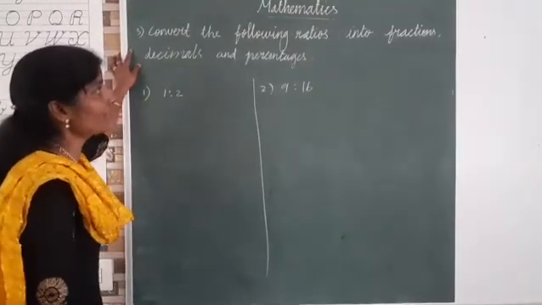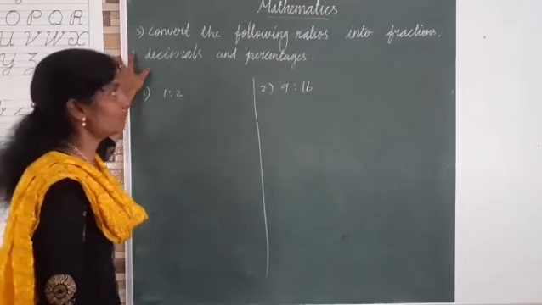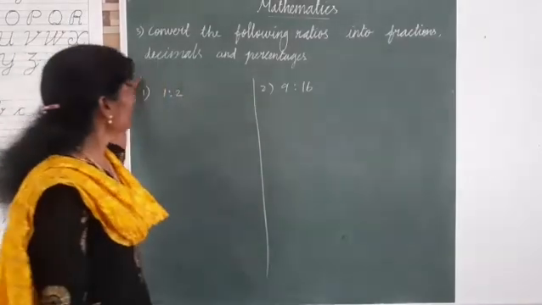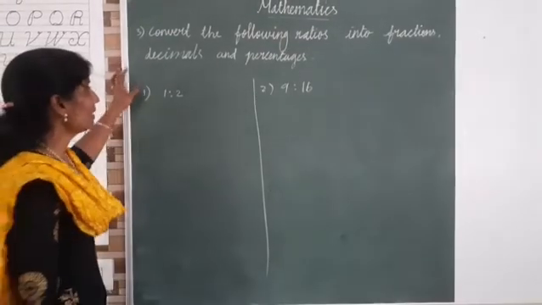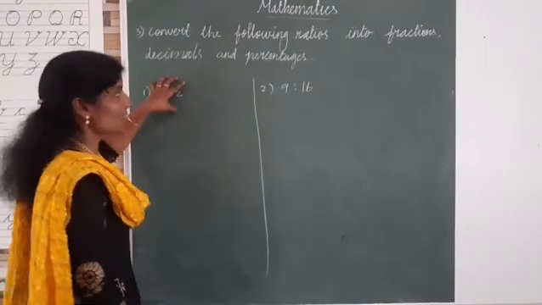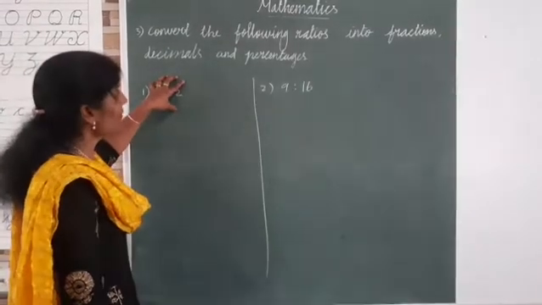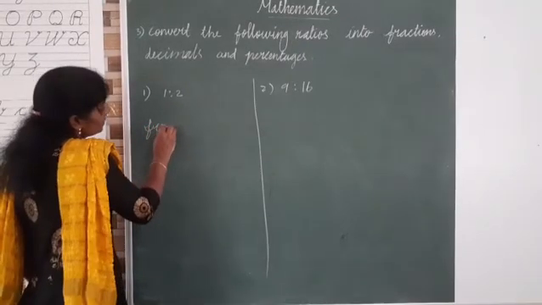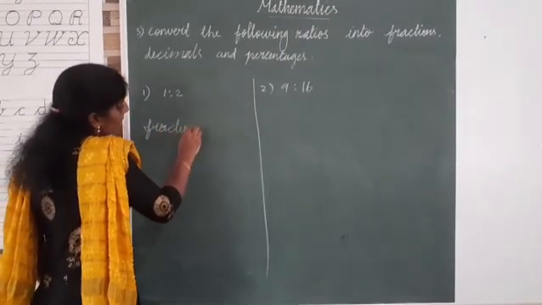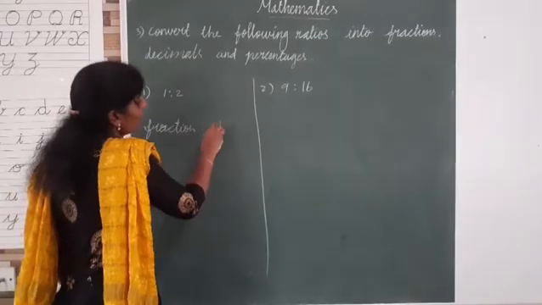Convert the following ratios into fractions, decimals and percentages. First one, 1 is to 2. This is the ratio form. Now we write it as a fraction. What is the fraction form? We can write the fraction form as 1 by 2.